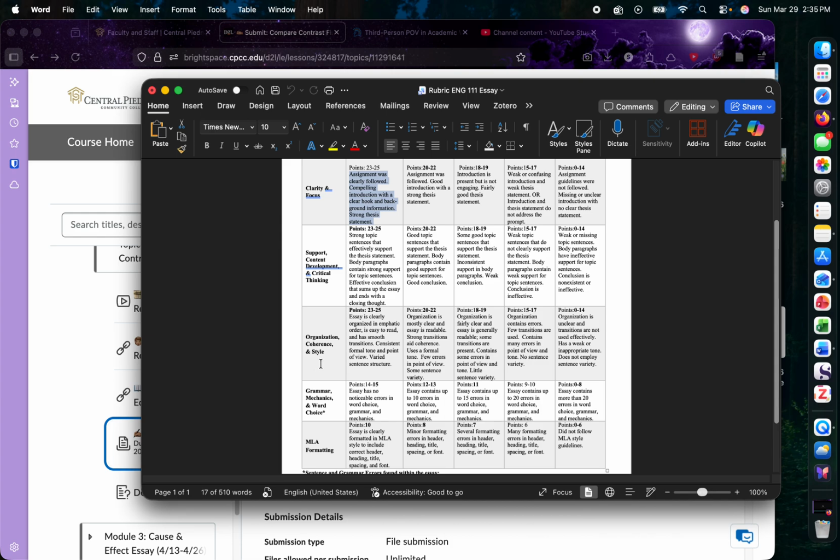Your organization, coherence, and style need to follow these things as well. Your essay is clearly organized in emphatic order, is easy to read, and has smooth transitions. Consistent formal tone and point of view. Varied sentence structure. In other words, your sentence structure isn't short, bullet-like sentences throughout. You have some long sentences, you have some short sentences, you have some sentences with semicolons, and you have some sentences that maybe are a little bit more complex than others.